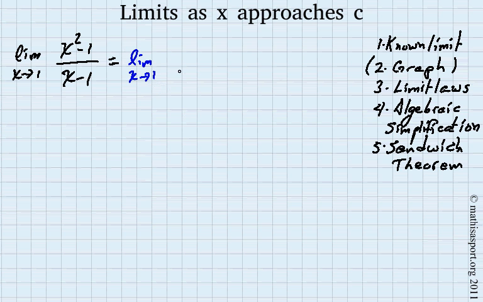So the key in applying algebraic simplification is to eliminate, before we have to apply the limit laws, the offending expression. In this case, it's the x minus 1 in the denominator that creates the 0 in the denominator. And so the question we're always looking for when we're doing algebraic simplification is, is there some way to simplify the numerator so that it also contains a factor of x minus 1?